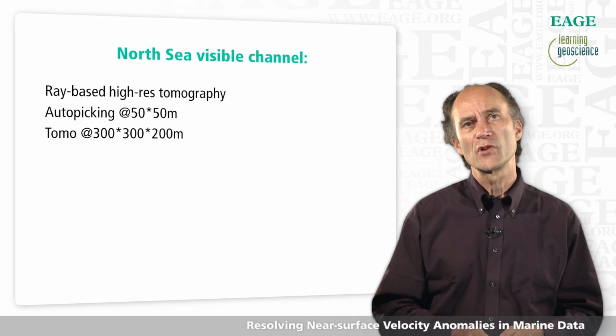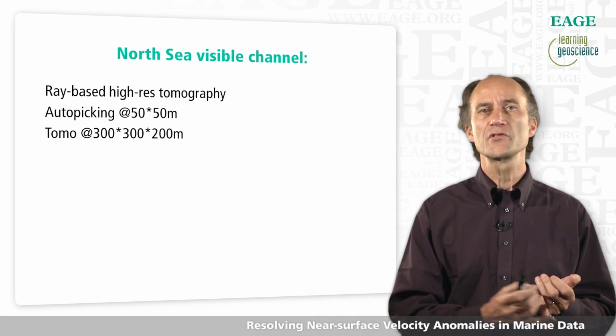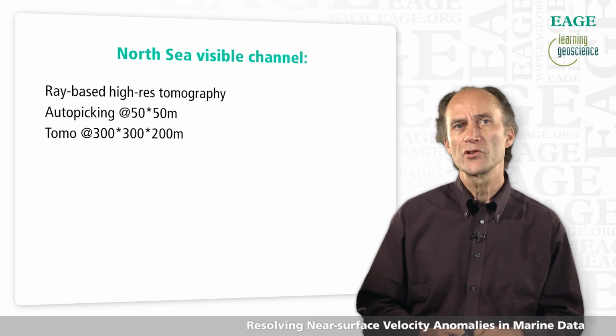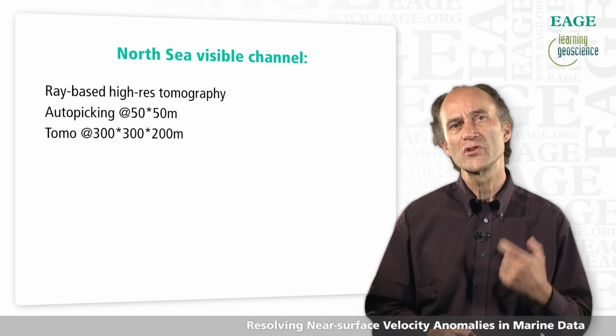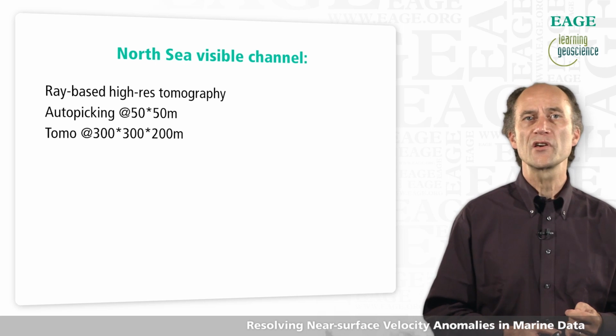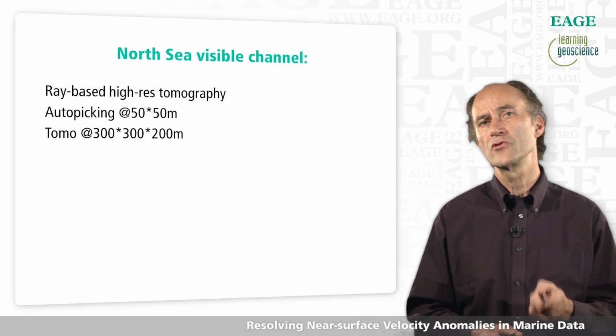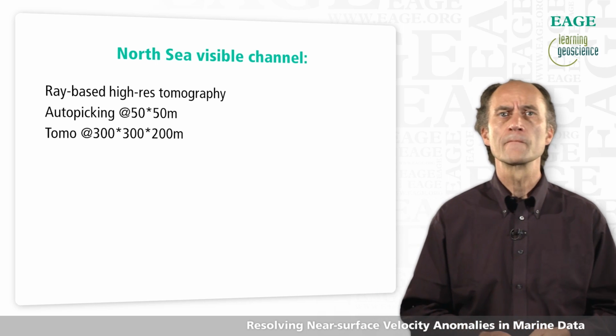Another couple of classes of problem now. One where you can see channels and one where you can't see them, but you can see their imprint. So let's first have a look at a North Sea shallow water example where you can see the channel. In this case, the picking is 50-50 and the tomography smaller cell size is 300, 300, 200 meters.